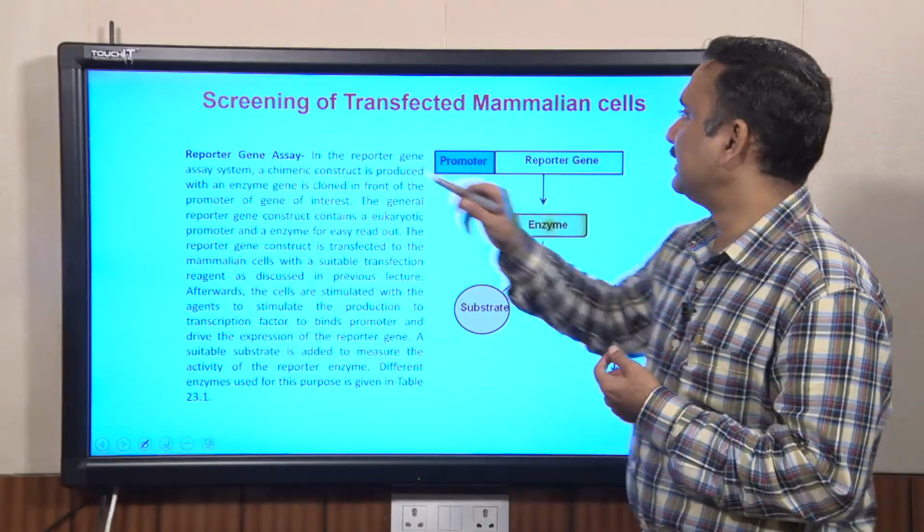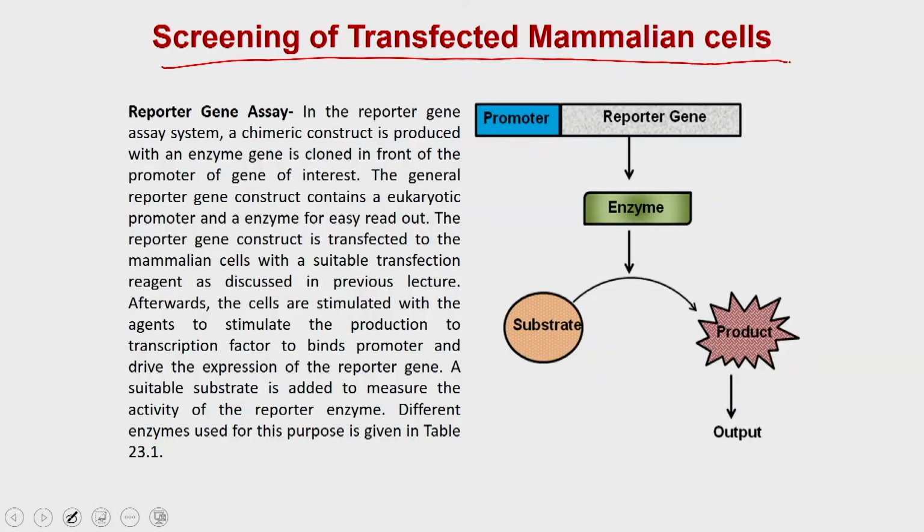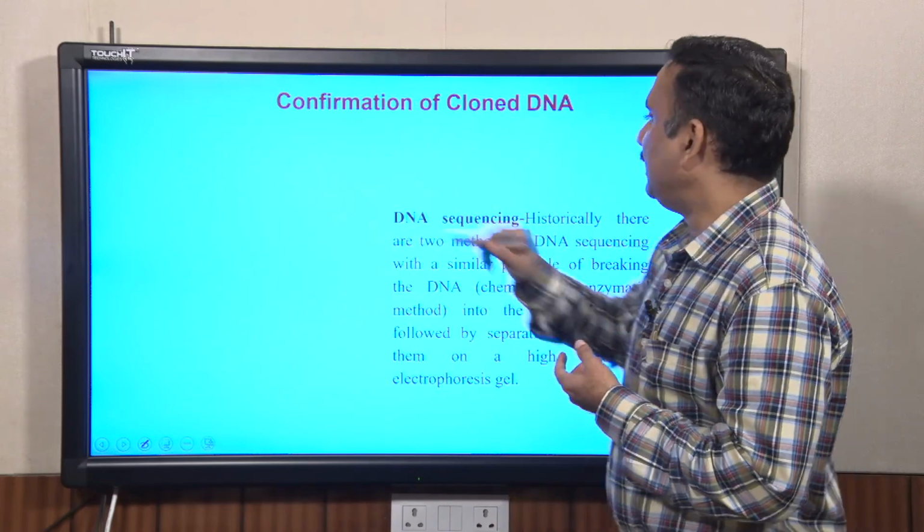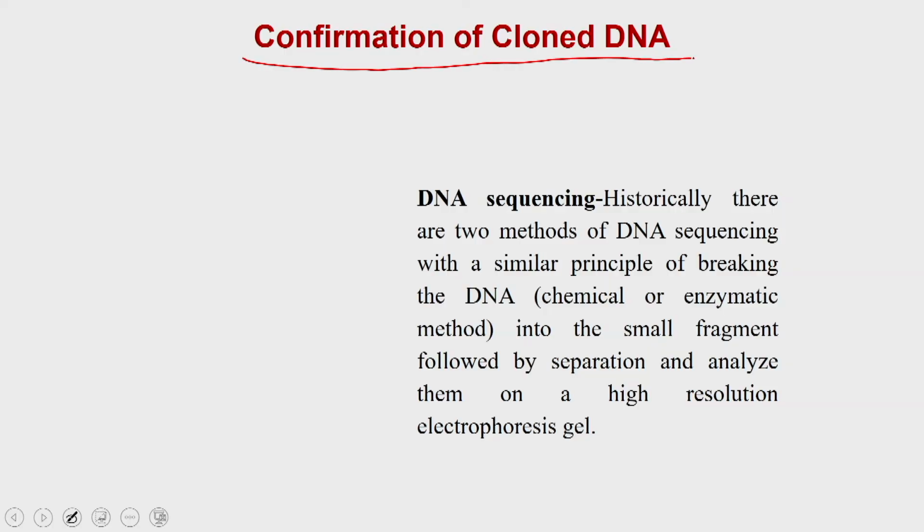Then we have also discussed the screening of transfected mammalian cells. We have discussed the reporter gene assays, which you can use to see whether a particular mammalian cell is being transfected or not, and ultimately we have also discussed the confirmation of the cloned DNA.